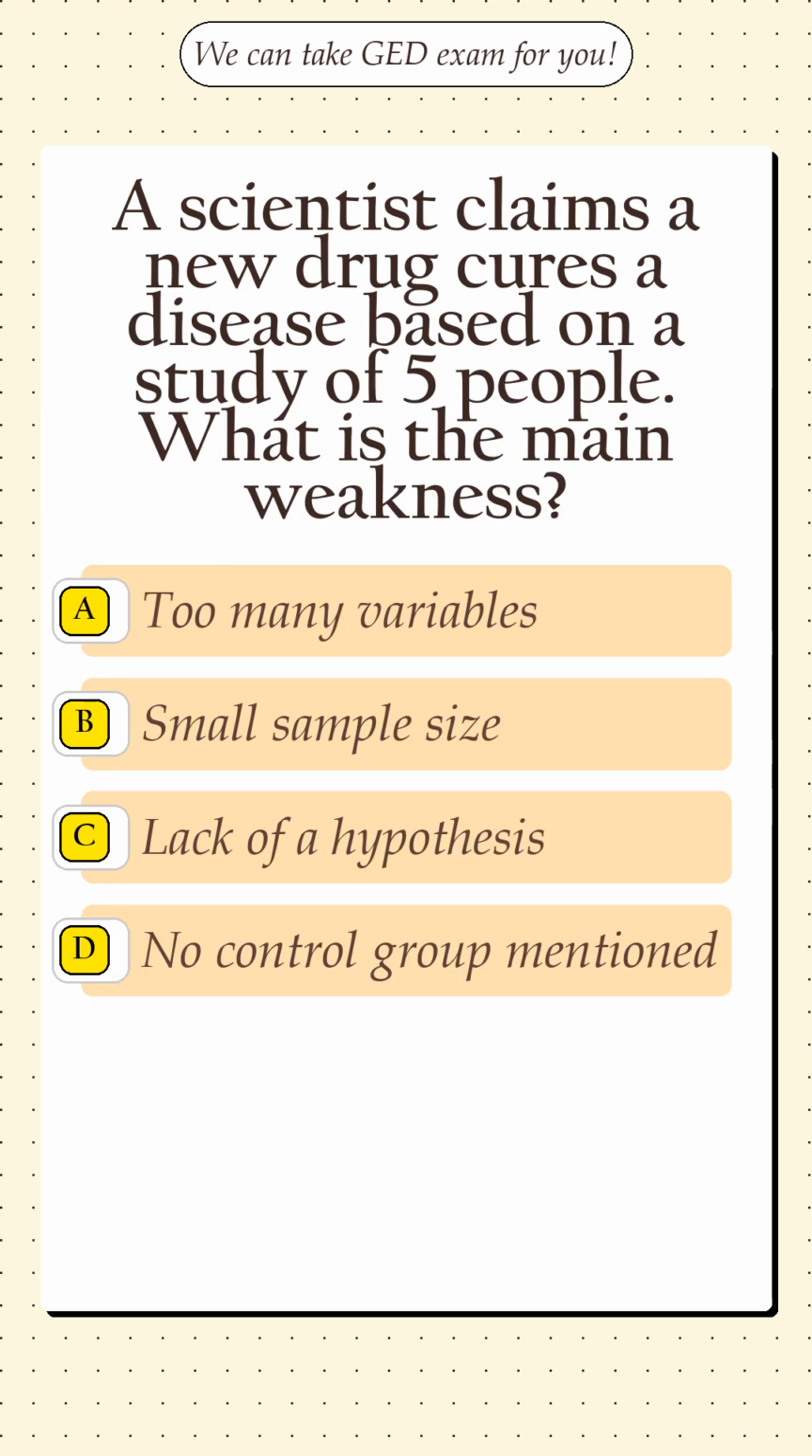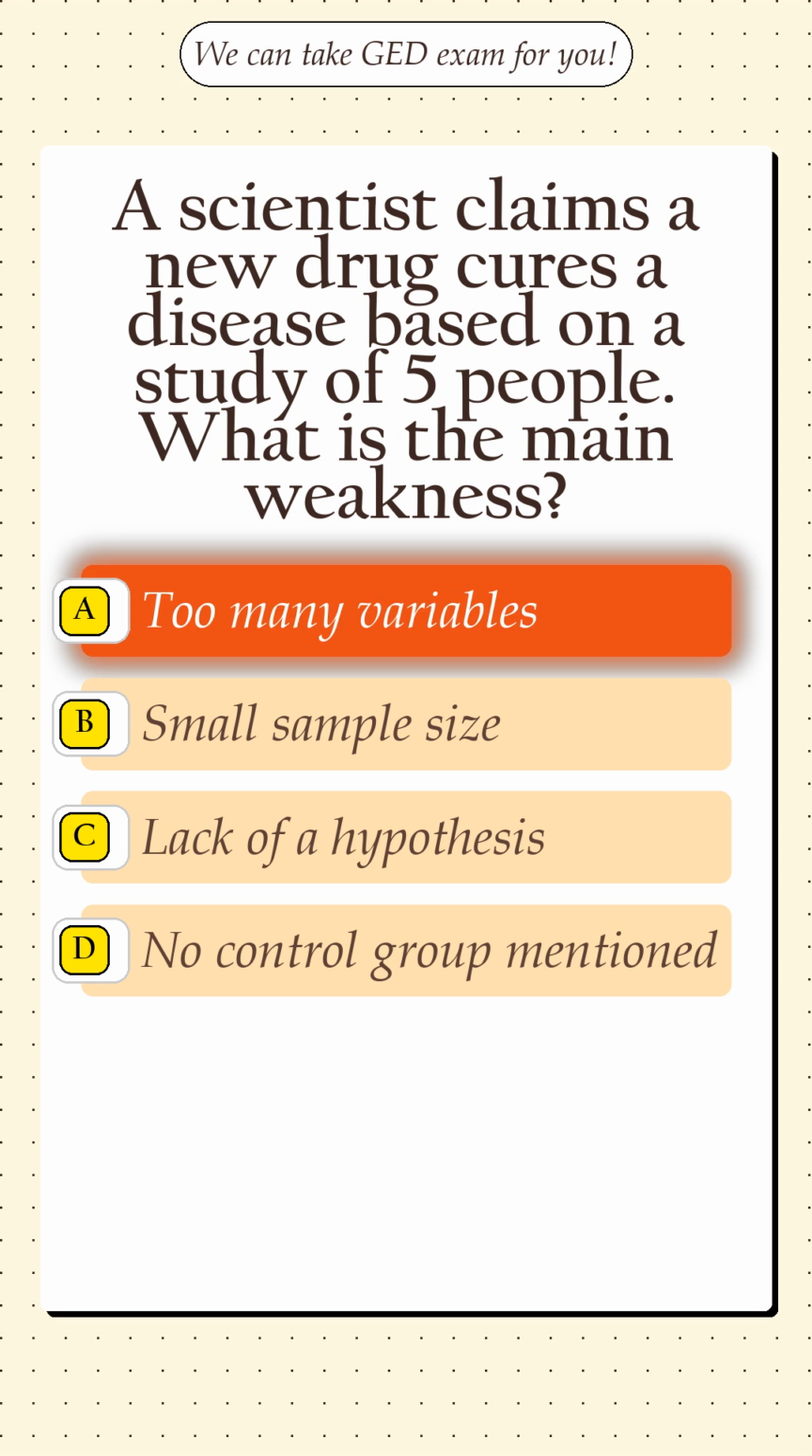Question 12. A scientist claims a new drug cures a disease based on a study of 5 people. What is the main weakness? Option A, too many variables. Option B, small sample size. Option C, lack of a hypothesis. Option D, no control group mentioned.